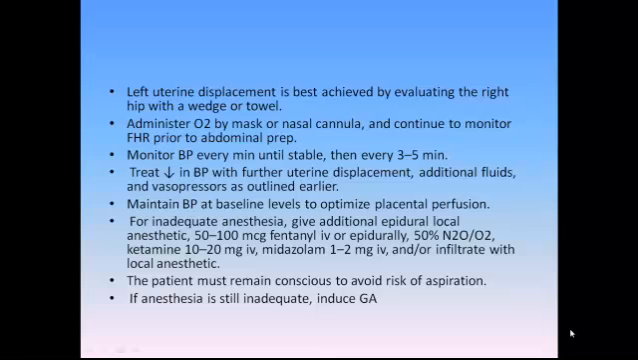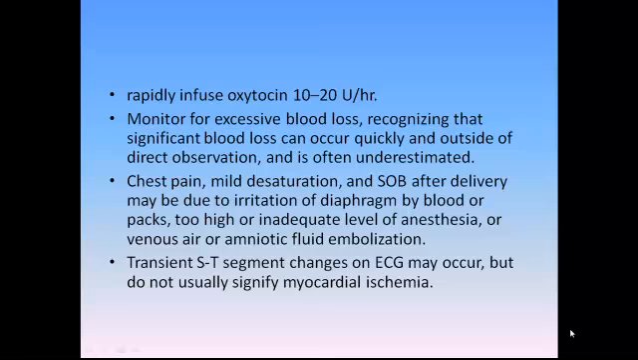The patient must remain conscious to avoid the risk of aspiration, and if all of these measures fail, we should convert the patient to general anesthesia. After the delivery, give a rapid infusion of oxytocin 10 to 20 units per hour and monitor for excessive blood loss, because significant blood loss can occur quickly and outside of direct observation and is often underestimated. So we should really take good care about the blood loss.